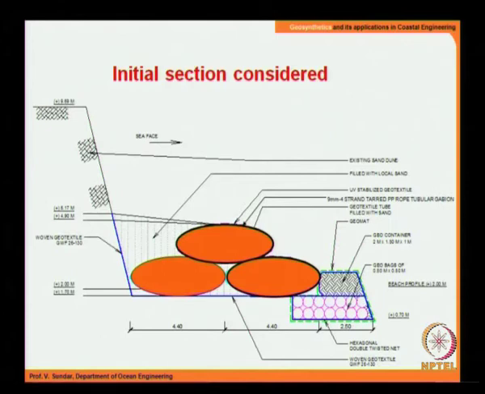I did not touch upon the UV resistance. One of the major problems with geosynthetic products is the UV resistance. If it is exposed to sunlight over a period of time, the geosynthetic material becomes brittle, and there is a possibility that it breaks.